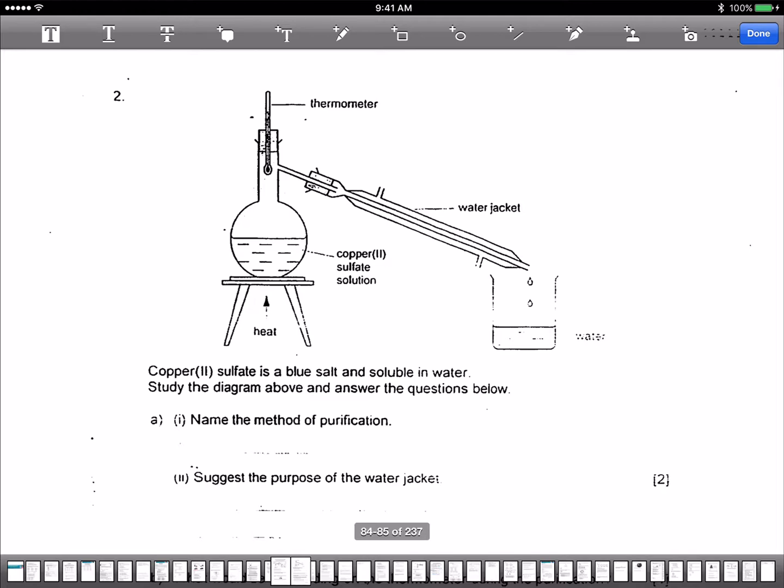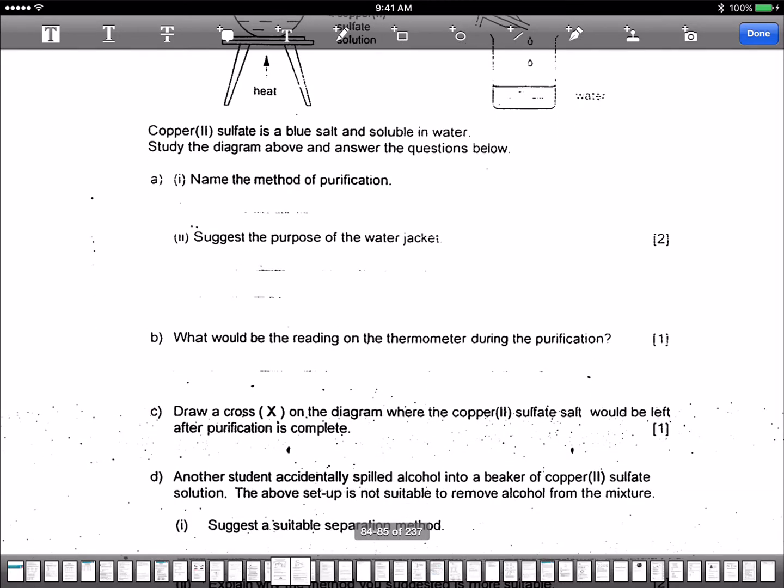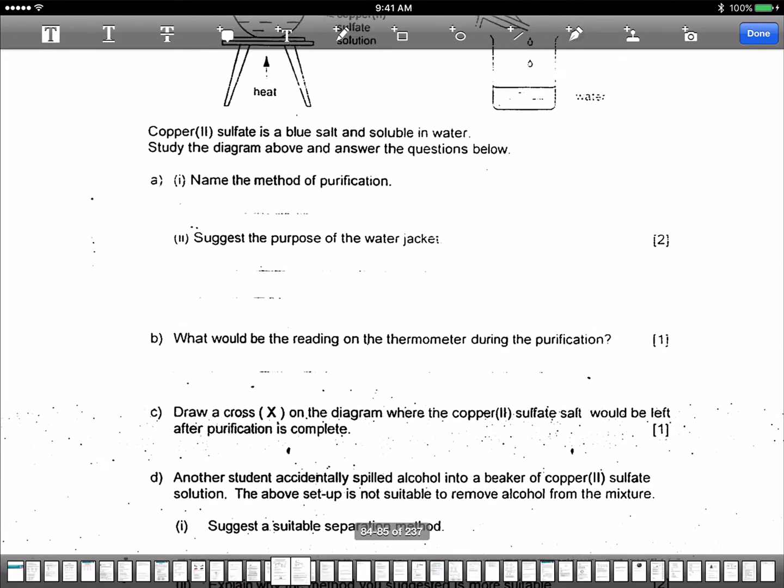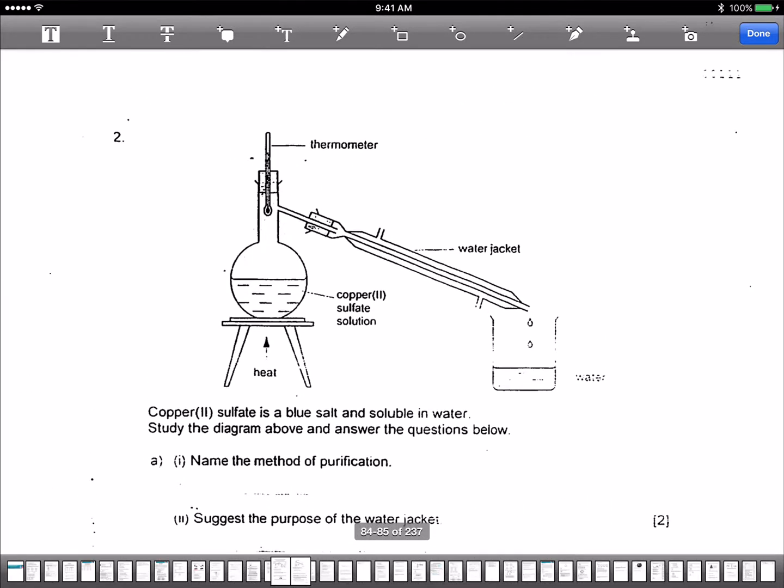What's the boiling point of water? 100. Yeah, so it'll be 100 degrees Celsius, because that's where the water will evaporate. Okay, at 100 degrees Celsius it evaporates. Draw a cross where the copper sulfate will be left after purification is complete.